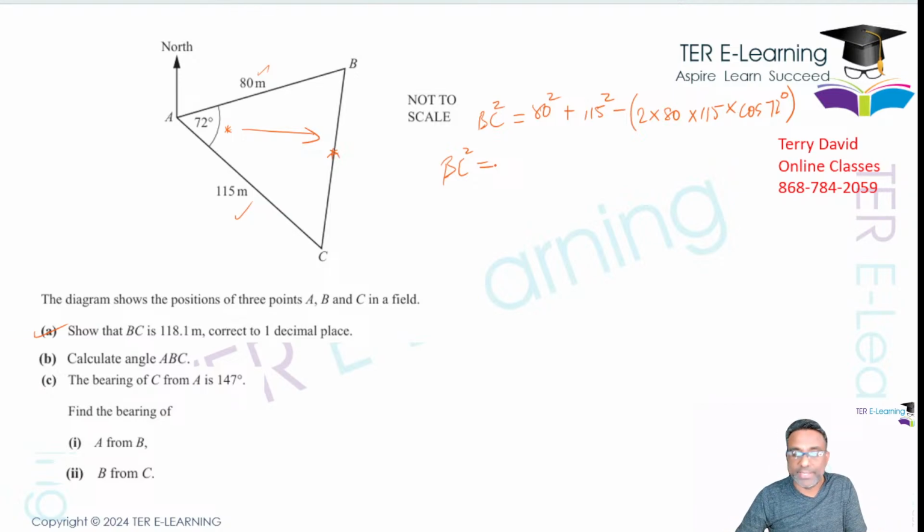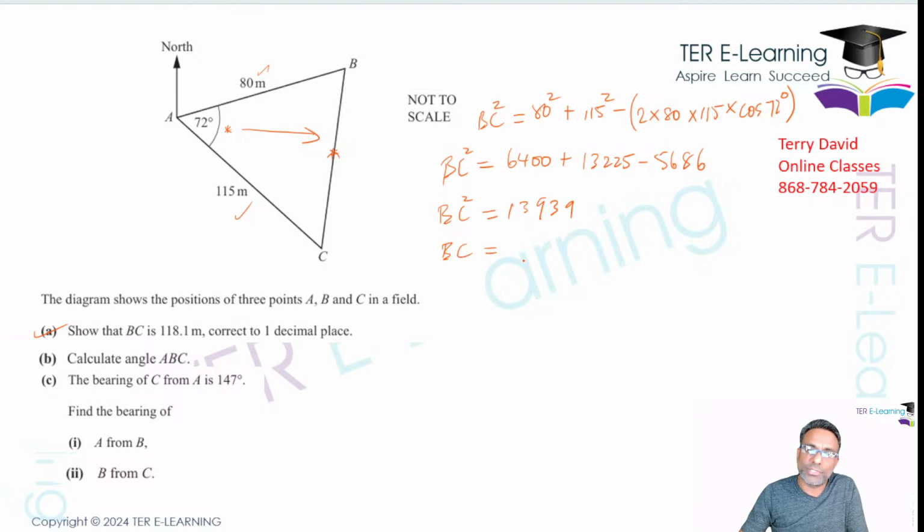So AT squared is 6400, plus 115 squared, and that's 13225, minus, and we're working out everything there in the bracket. That's 2 by AT by 115 multiplied by cosine 72, close brackets, and I'm getting 5686. So therefore BC squared is equal to 13939, and therefore BC is equal to the square root of this.